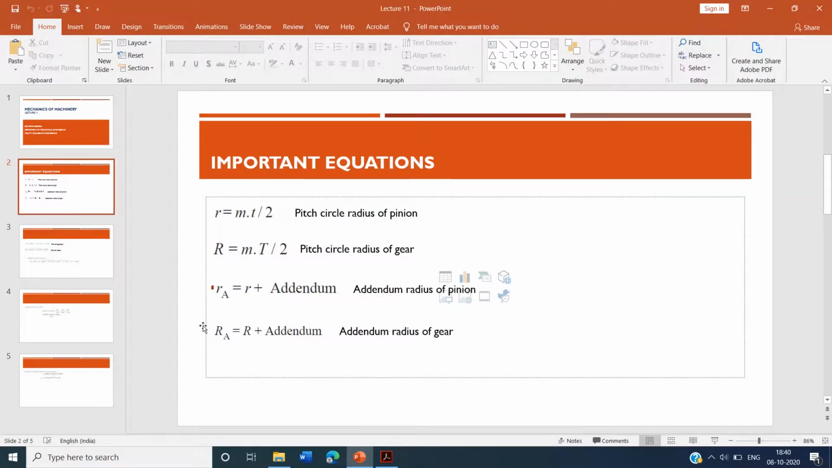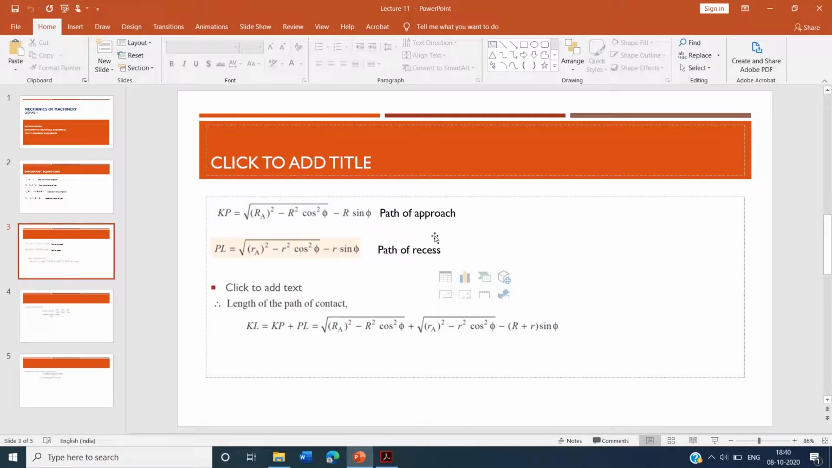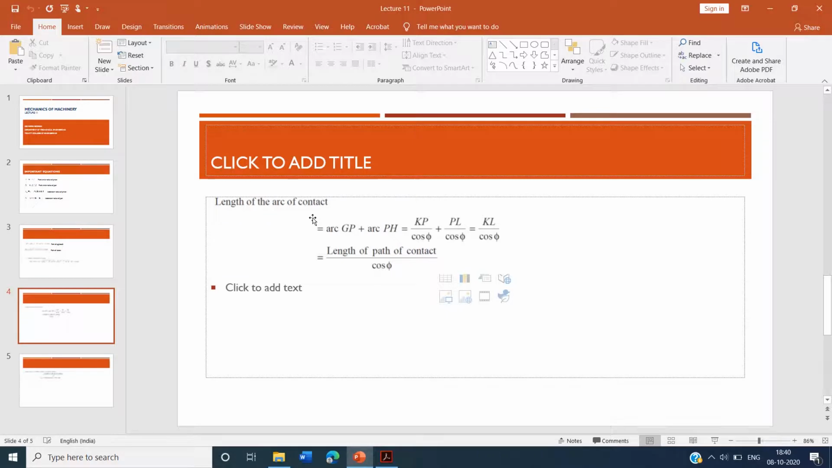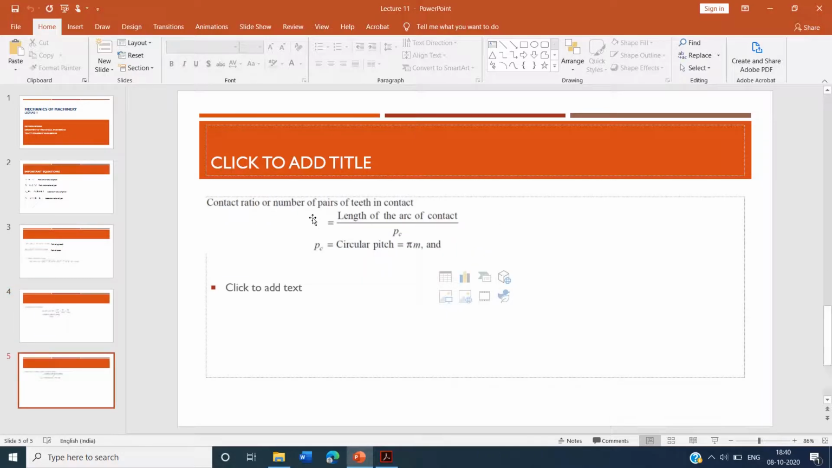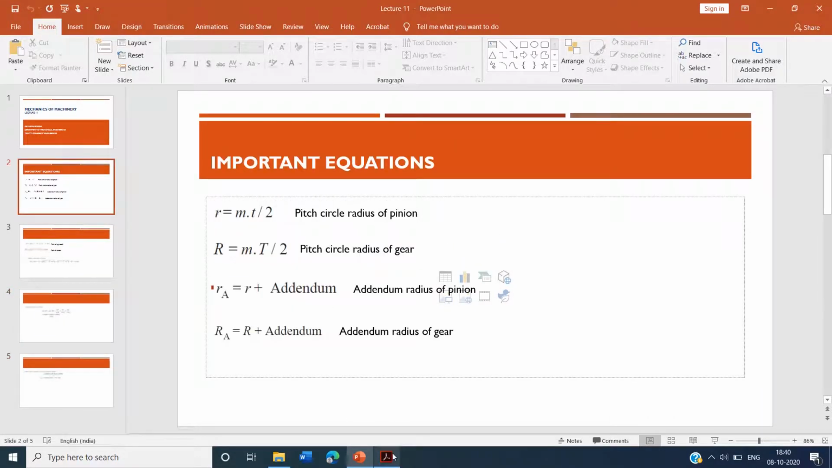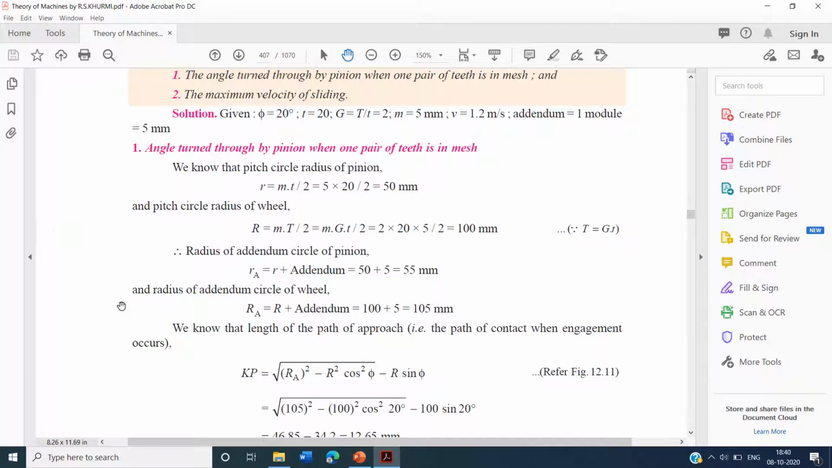So let's start from this equation. We need path of approach, path of recess, length of path of contact, then we will find arc of contact, and finally the contact ratio. Okay. So first, for finding the path of approach and path of recess, we need 4 data: capital R, small r, capital RA, small ra.